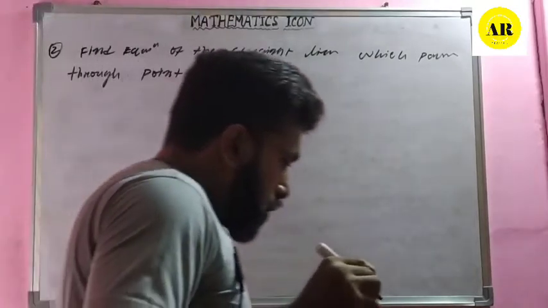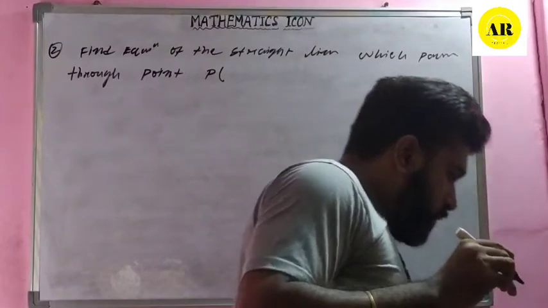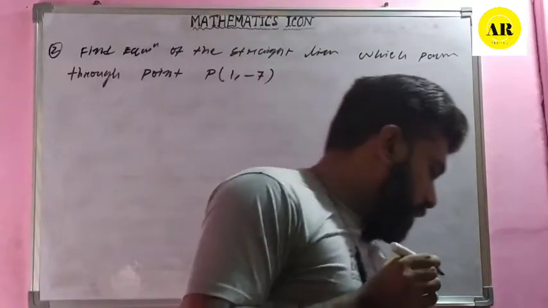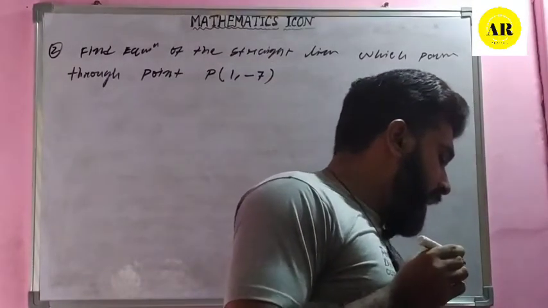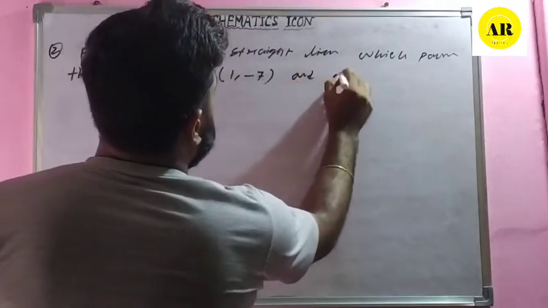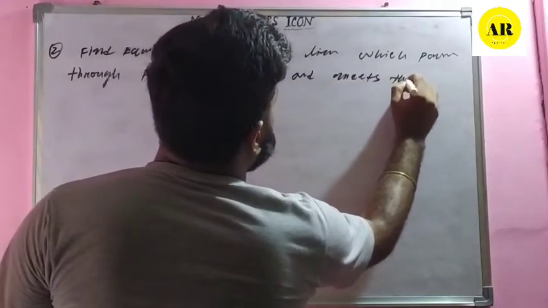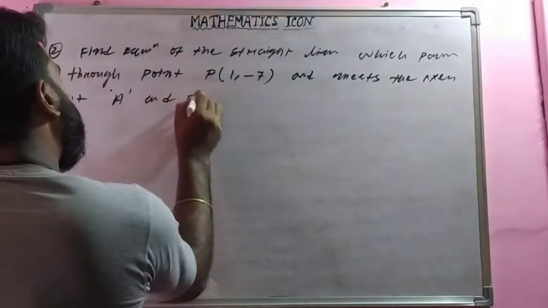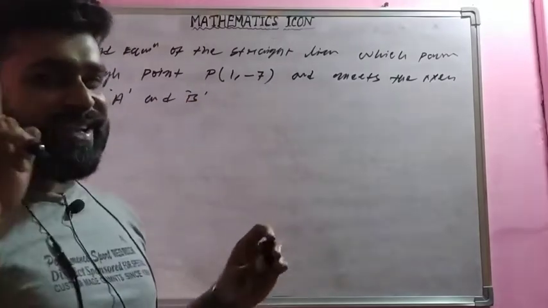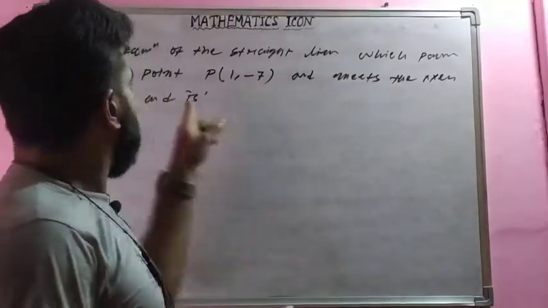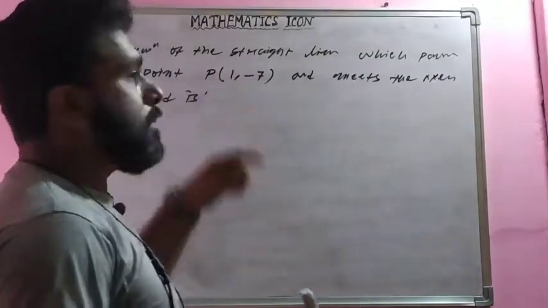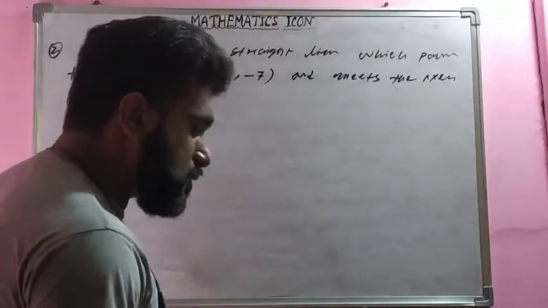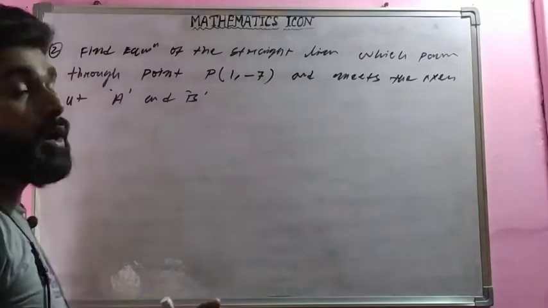P(1, -7), and meets the axes at A and B respectively. That means this required straight line intersects both the x-axis and the y-axis, because it meets the axes at A and B. It meets the axes at two points: it meets the x-axis at point A and the y-axis at point B.